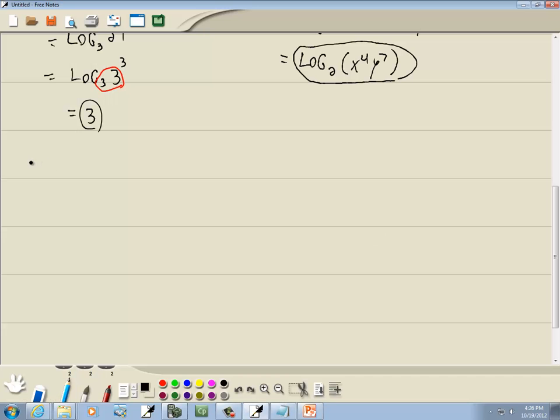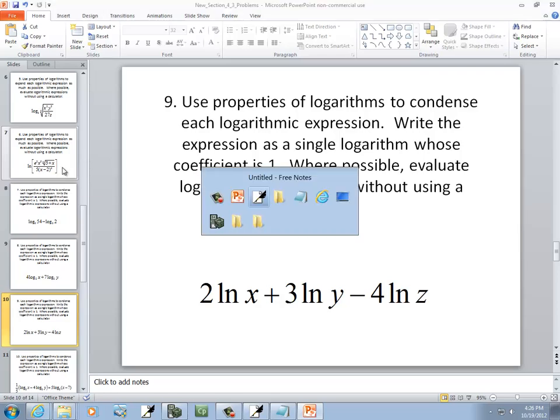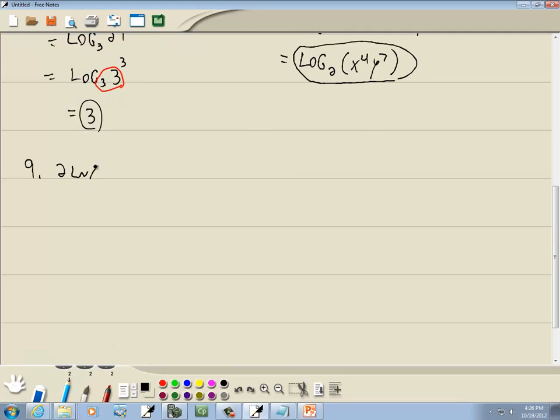Let's look at our next example. 2 natural log of x plus 3 natural log of y minus 4 natural log of z. Now again, before we can use our first two properties, property 1 and property 2, we have to get rid of any numbers that are in front of our log. So this 2 I'm going to put as my power, this 3 I'll put as my power, and this 4 I'll put as my power.